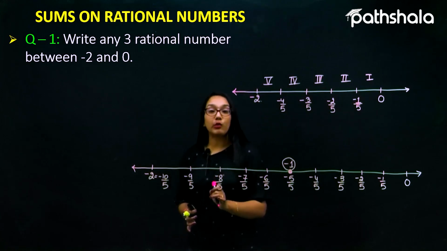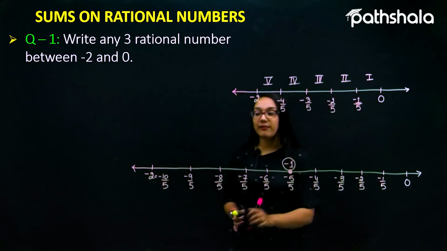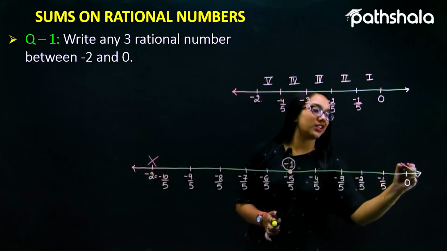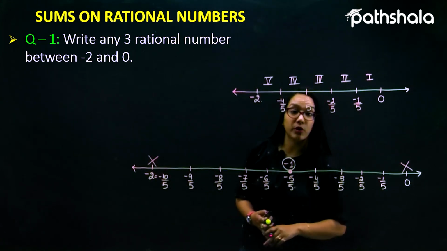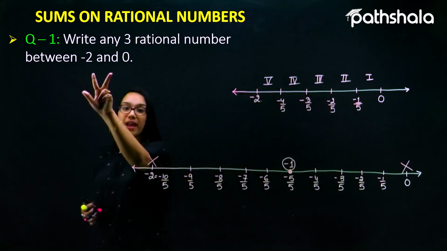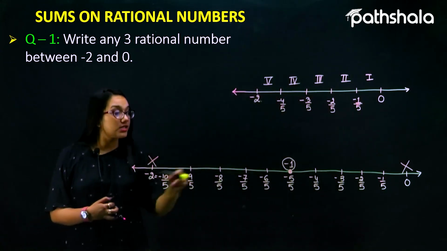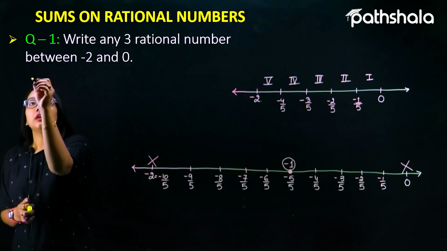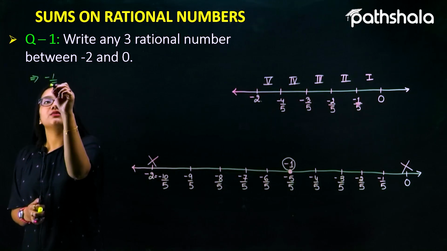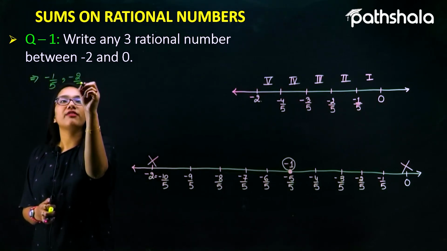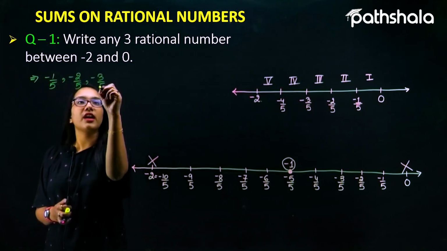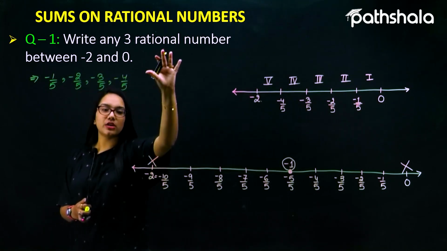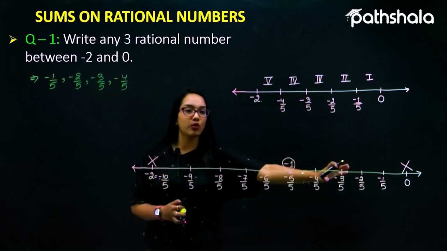So we have to calculate in between. It means that we have to exclude the point -2 and the point 0, because these cannot be included, as they are talking about in between -2 and 0. So the answer is -1 by 5, -2 by 5, -3 by 5, -4 by 5. We have to calculate any three rational numbers, so you can write any three rational numbers out of all these.